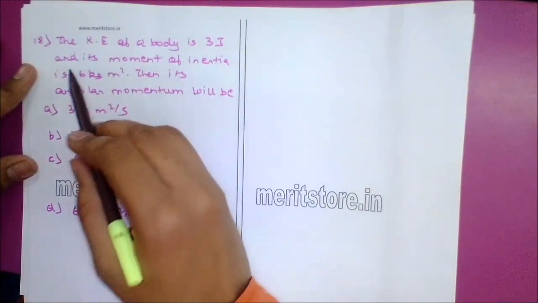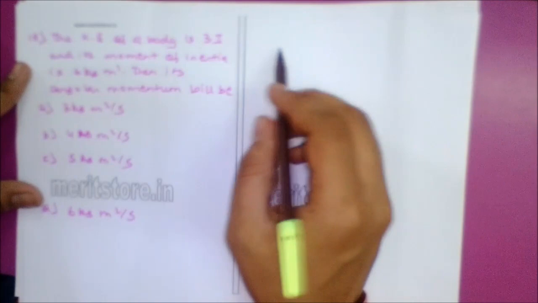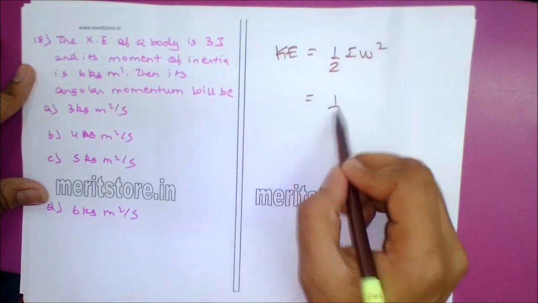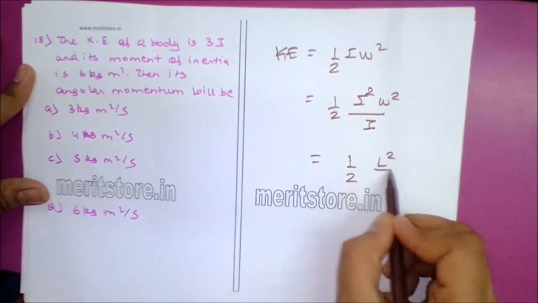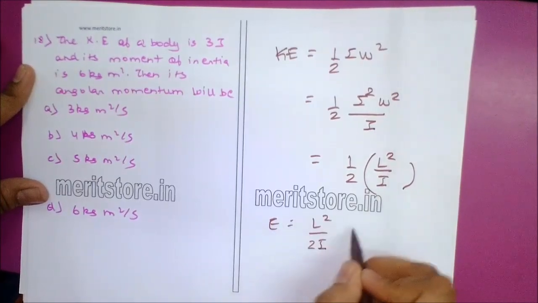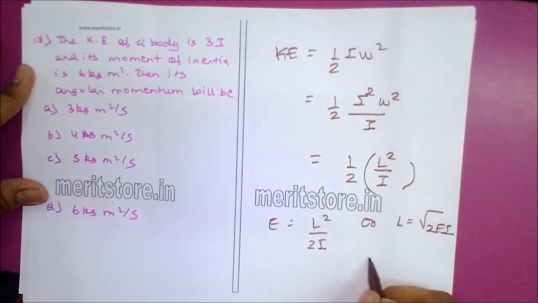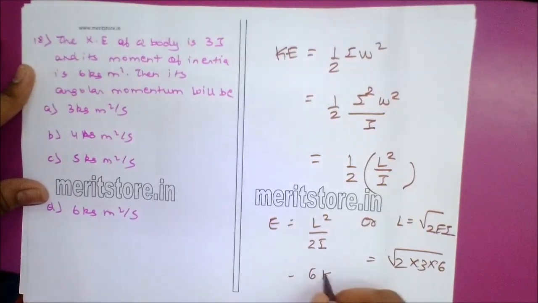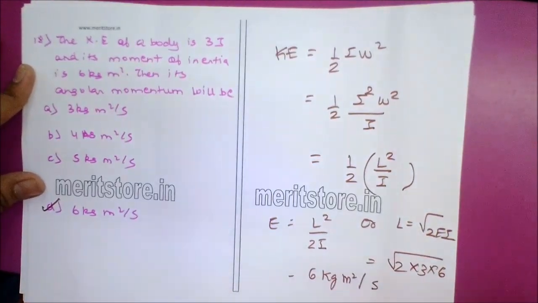The kinetic energy of a body is 3 joules and its moment of inertia is 6 kg meter square, then its angular momentum will be... Now, we know kinetic energy is equal to half I omega square, half I square omega square upon I, which is 1 by 2 L square upon I. So E is equal to L square upon 2I, or L is equal to square root of 2EI, which is square root of 2 into 3 into 6, which on solving we get 6 kg meter square per second. So option D, 6 kg meter square per second, is the correct answer.